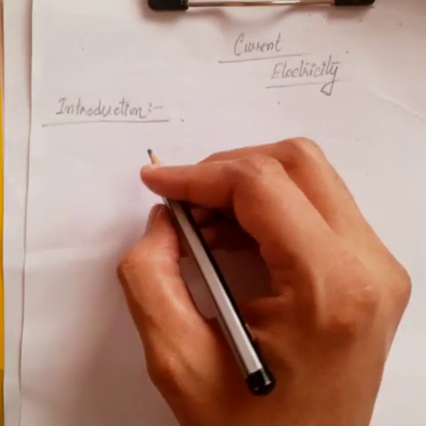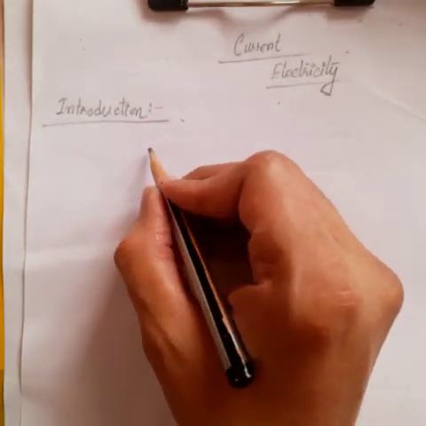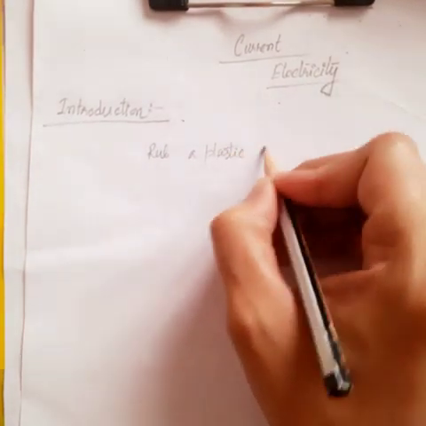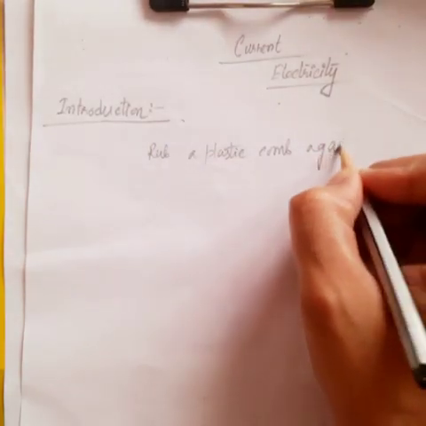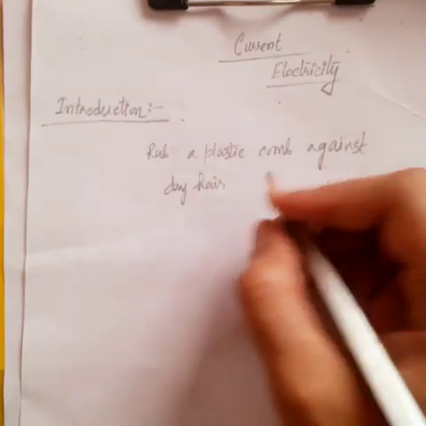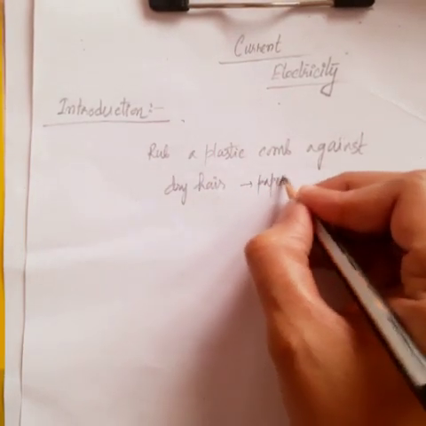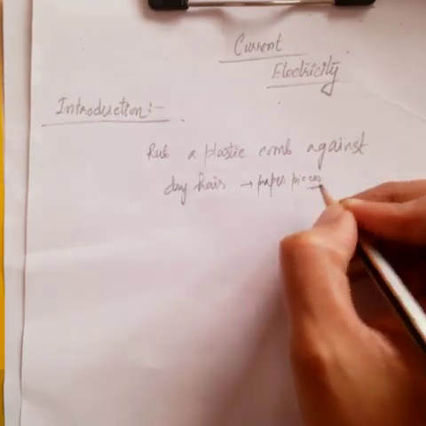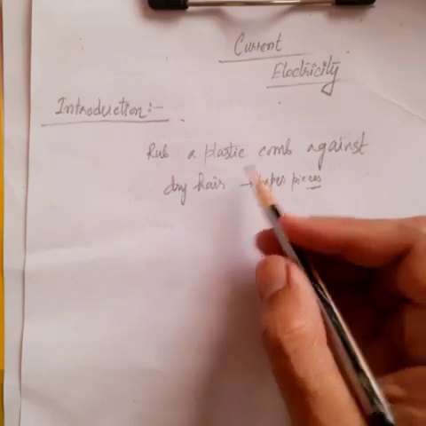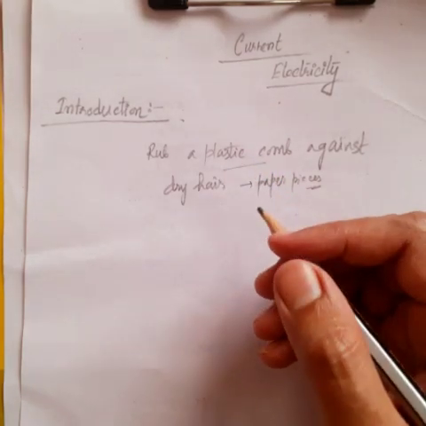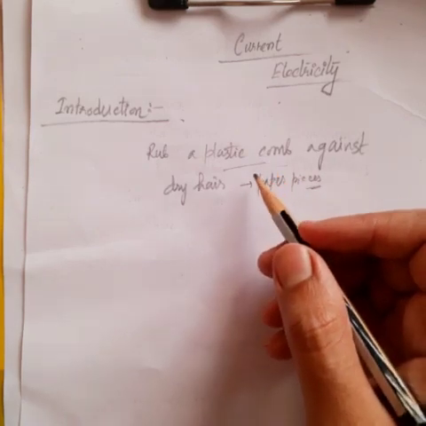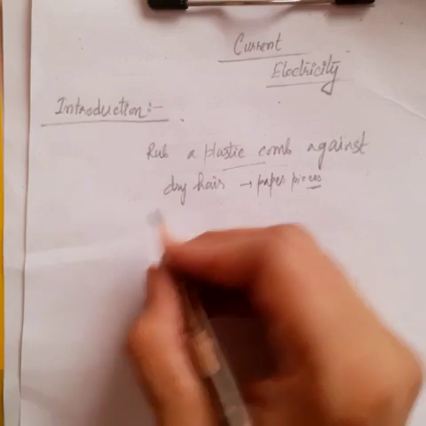We have seen that if you rub a plastic comb against dry hair and then bring it close to some paper pieces, these paper pieces get attracted towards this plastic comb, right? What happens? You have learned there that when the plastic comb is rubbed against your dry hair, it loses or gains some electrons, and that is how it gains some electricity.